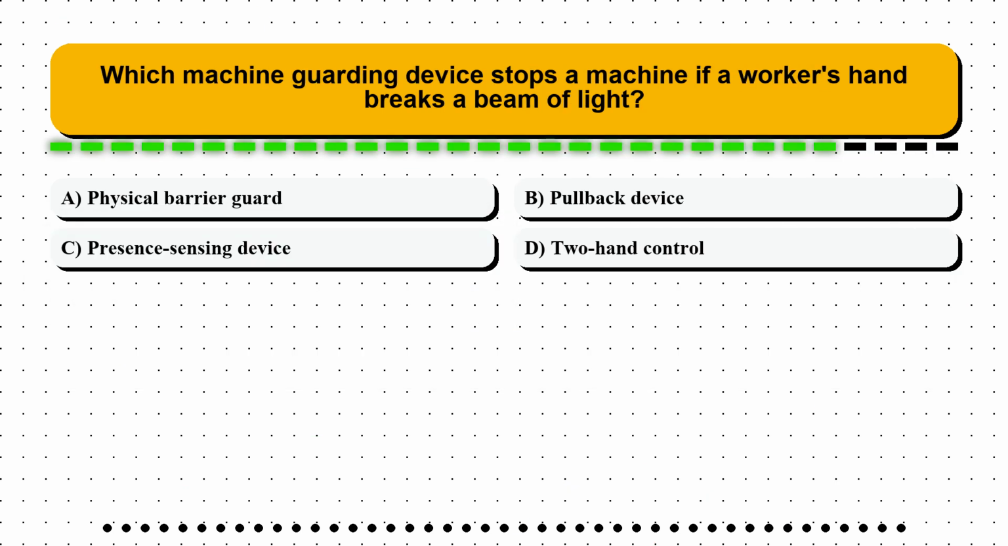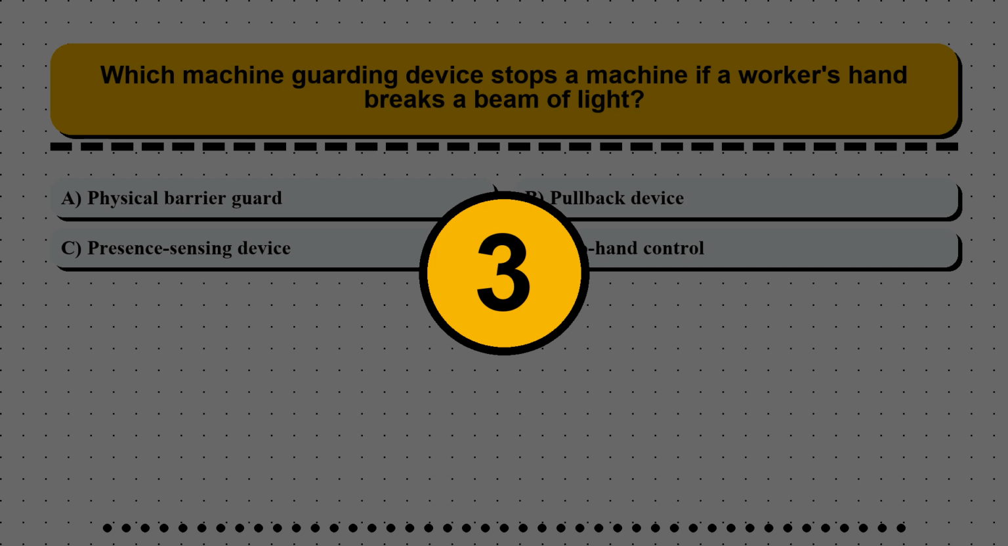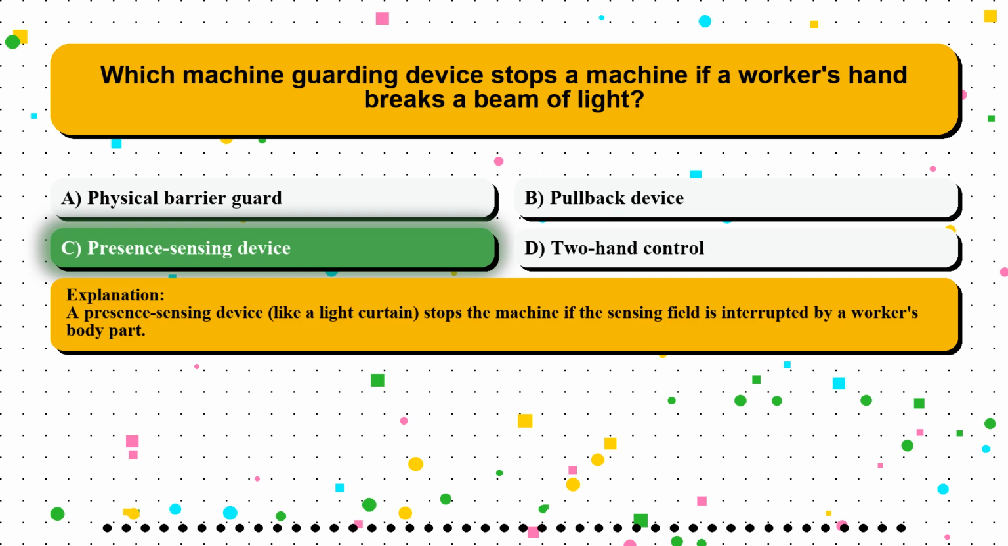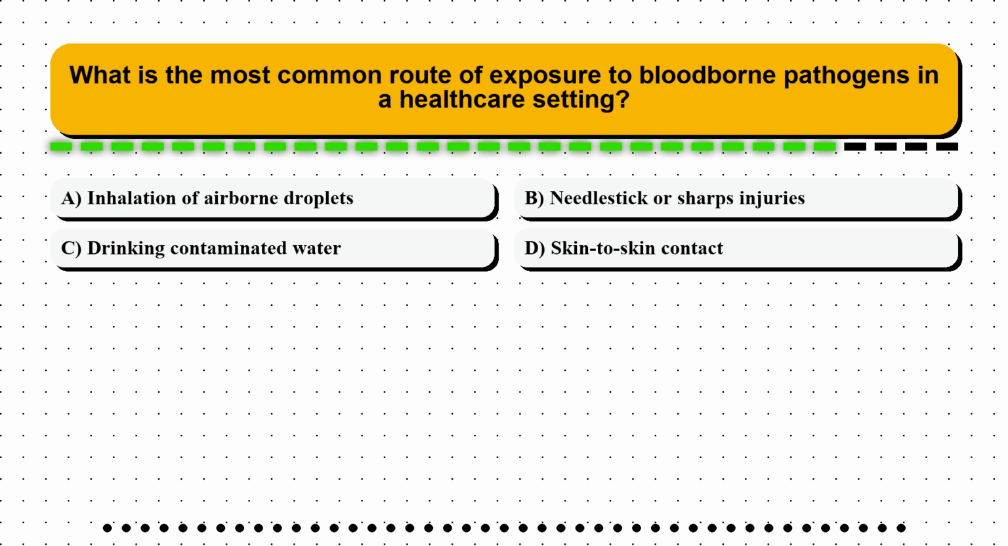Question 28. Which machine guarding device stops a machine if a worker's hand breaks a beam of light? Option A, physical barrier guard. Option B, pullback device. Option C, presence sensing device. Option D, two-hand control. The correct answer is option C, presence sensing device. A presence sensing device, like a light curtain, stops the machine if the sensing field is interrupted by a worker's body part.